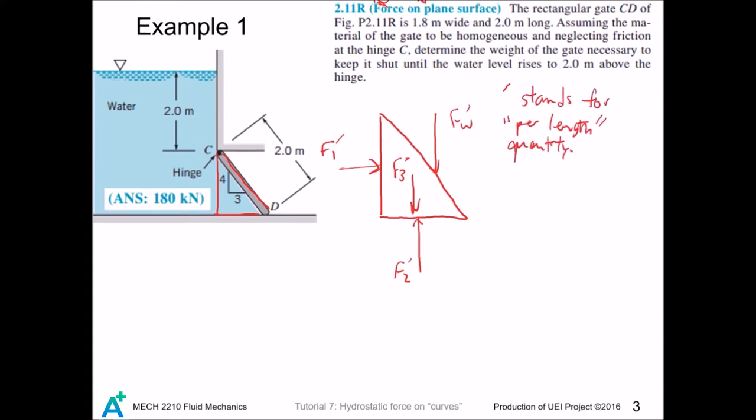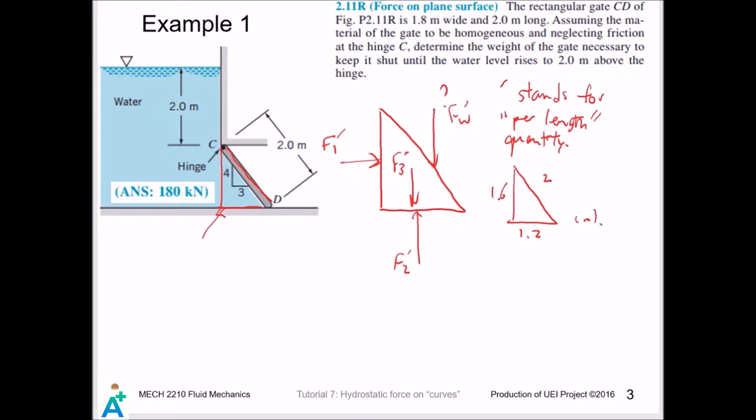And we also get the dimension for this triangle. So this is 2, this is 1.2, this is 1.6 in meters. So this is our unknown, and we shall know these three forces. So we go on and calculate these three forces.